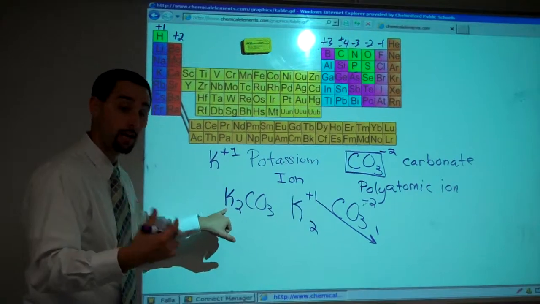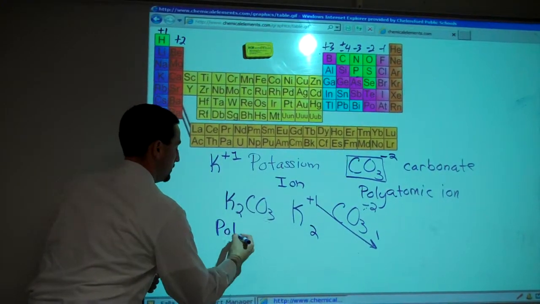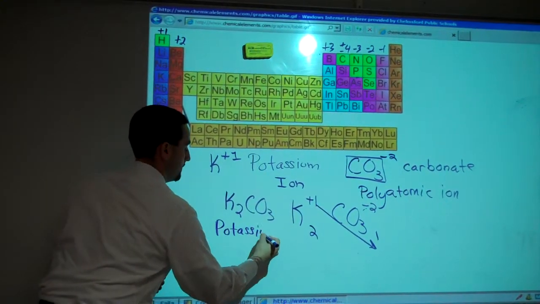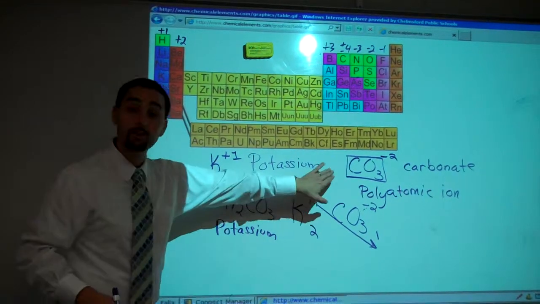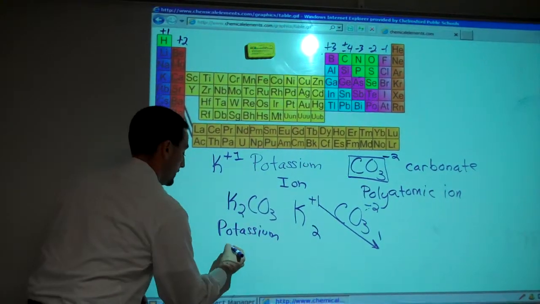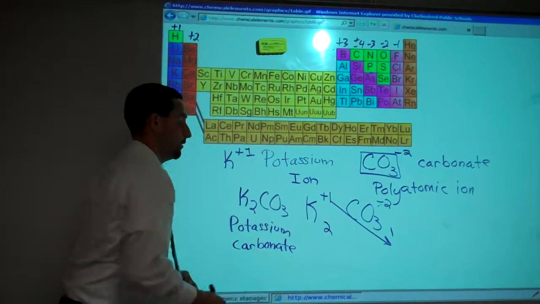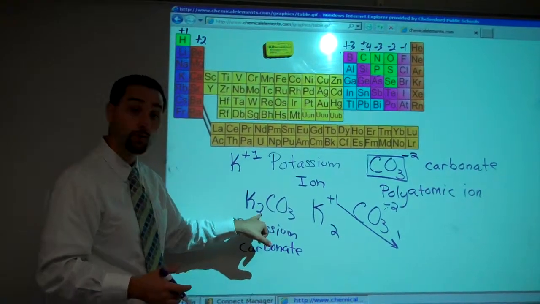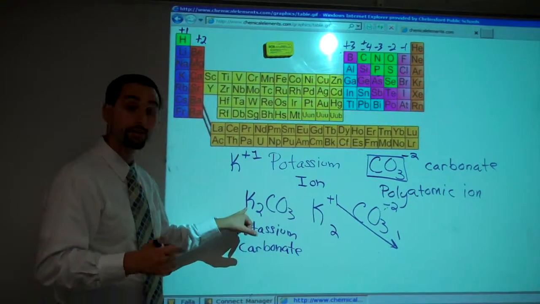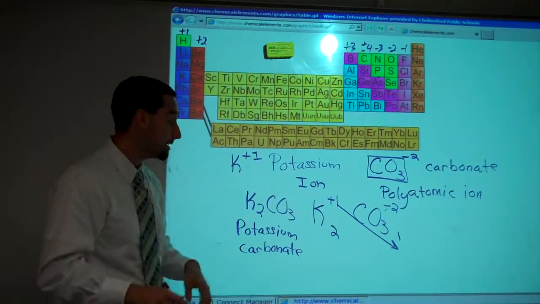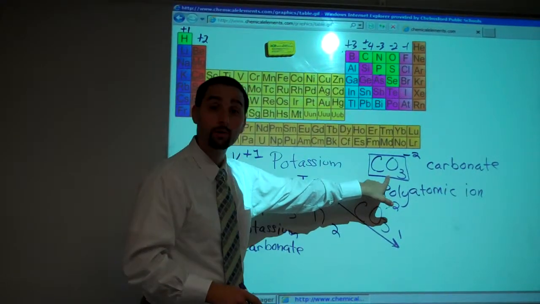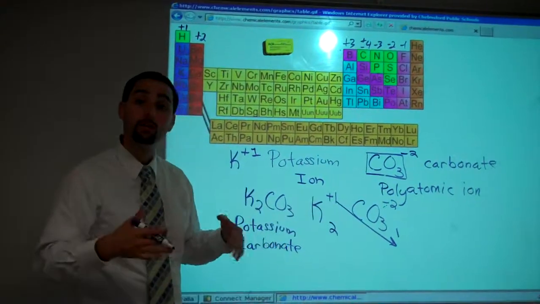The name of the cation comes first, potassium, and the name of the anion comes second, carbonate. Looked at another way, it takes 2 +1 charged potassium ions to balance out 1 carbonate anion. They want to be electrically neutral.